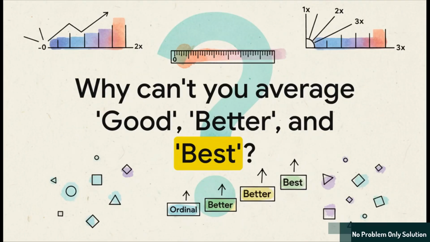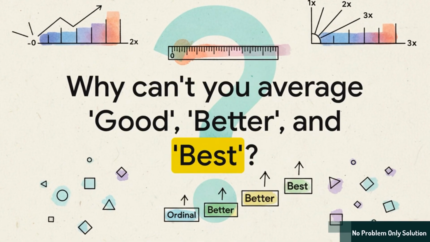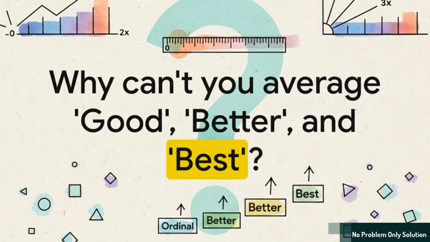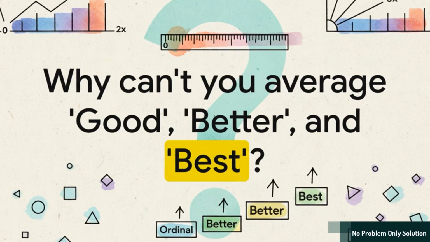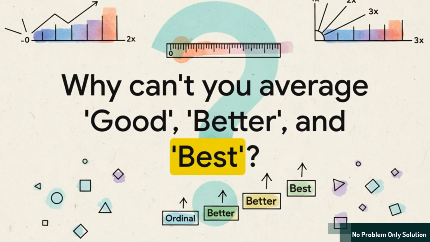I mean, let me ask you this. Have you ever just stopped and wondered why you can't do that? Why can't you just add up good, better, and best and divide by 3? The answer gets right to the heart of what we're learning today. It's because words like that follow a completely different set of rules than numbers like your height or the temperature outside. So let's learn those rules.